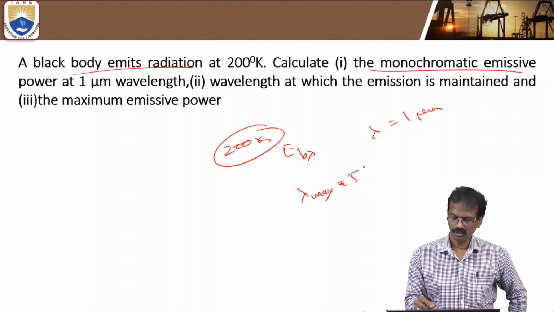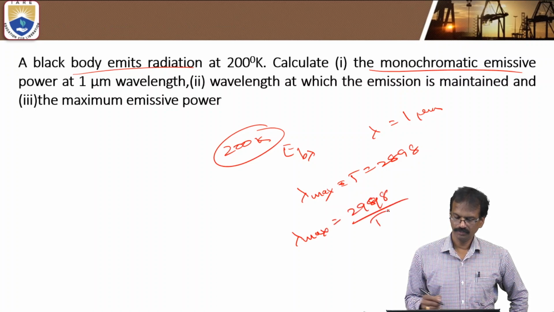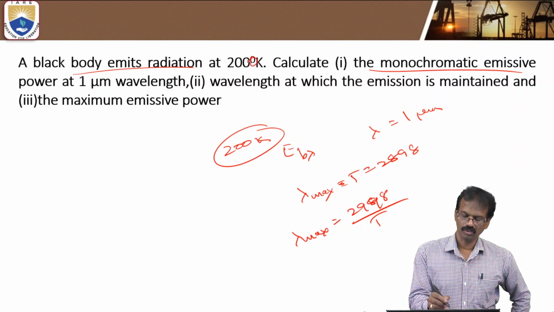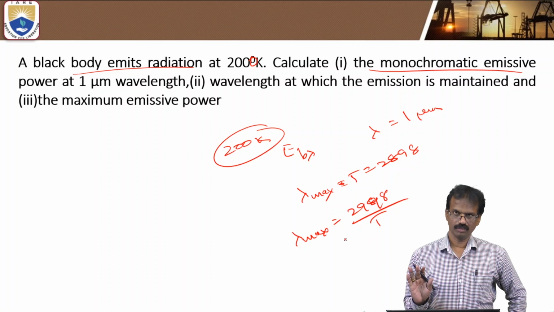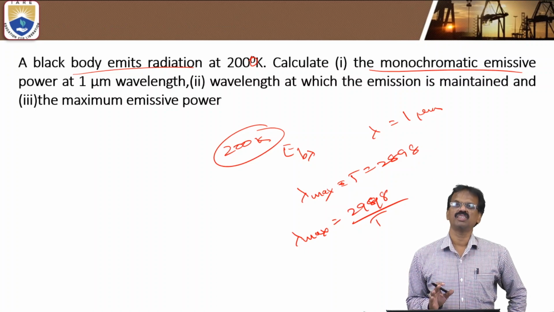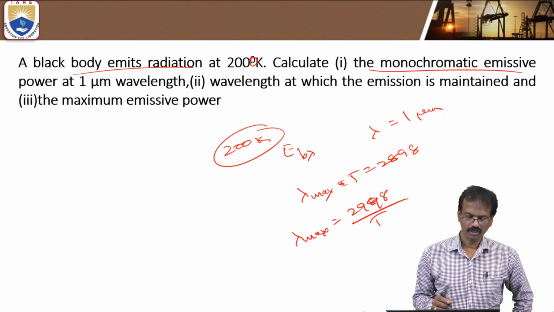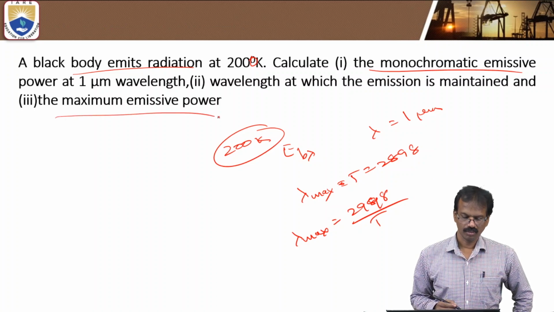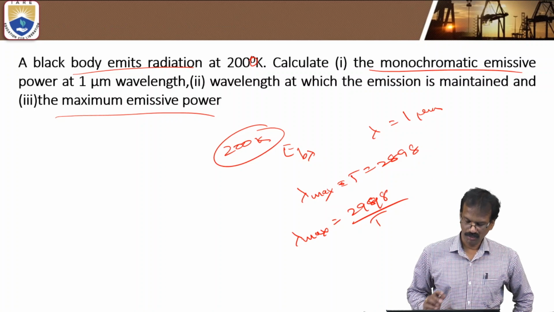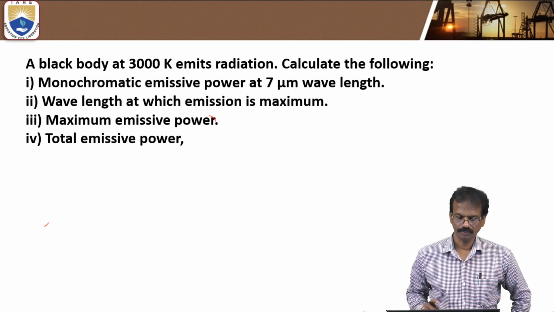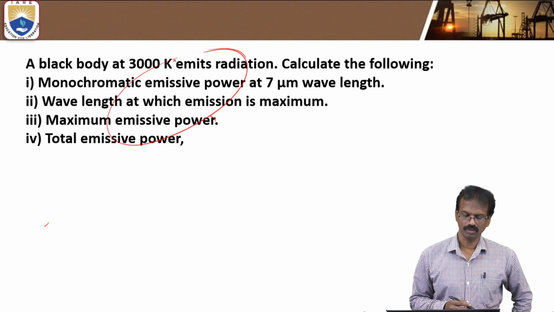Lambda max into T is equal to 2898. This is the formula. By using this one, you can find out lambda max as 2898 by T. T is 2000 Kelvin, not 200, 2000 Kelvin. This is similar to the previous numerical, where we solved for 3000 Kelvin. Next, the maximum emissive power or total emissive power we can also find out. The same numerical is very similar to this one.